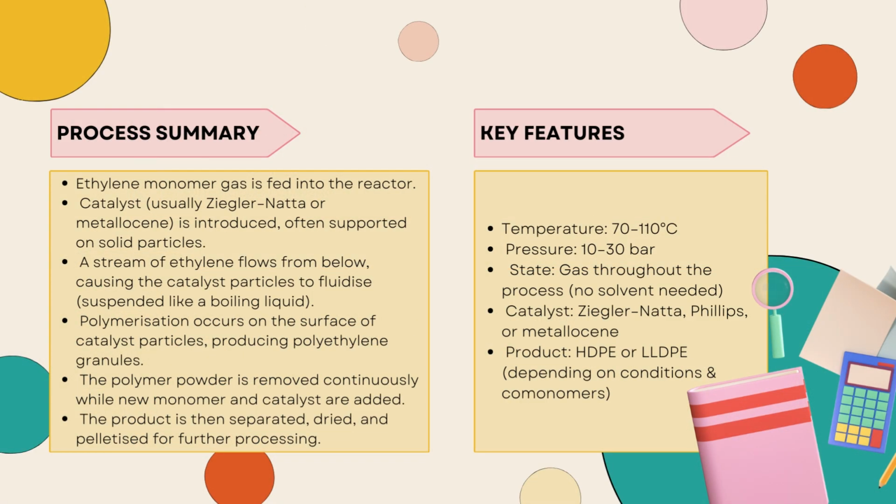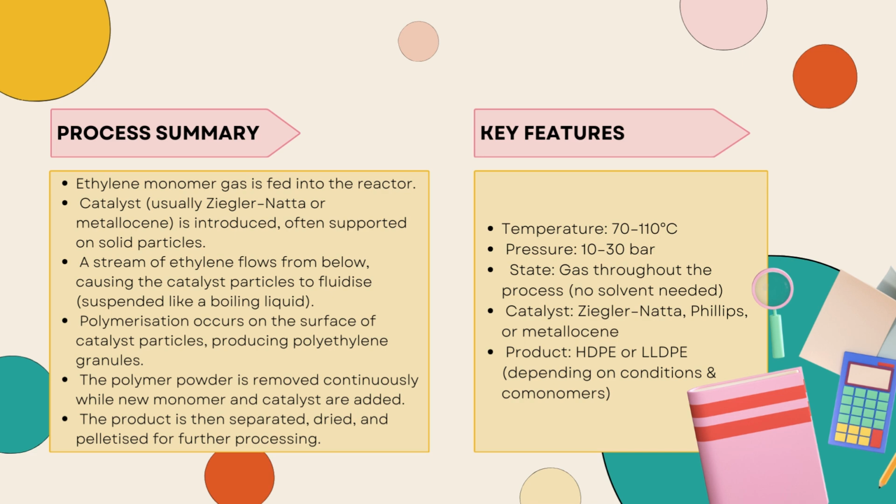Ethylene monomer gas and a solid catalyst such as Ziegler-Natta or metallocene are fed into the reactor. An upward flow of ethylene gas keeps the catalyst particles suspended in a fluidized state, allowing polymerization to occur on the surface of the catalyst particle. As ethylene molecules join together, long polyethylene chains are formed, producing solid polymer particles.